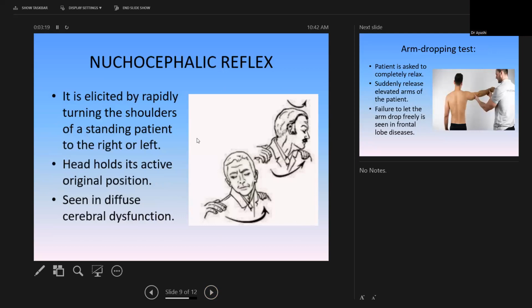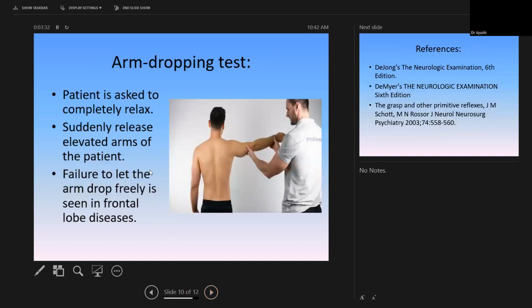The nuchocephalic reflex. It is elicited by rapidly turning the shoulders of a standing patient to the left or right. The head holds its original position, which is seen in diffuse cerebral dysfunction. The arm dropping test. The patient is asked to completely relax, and the examiner suddenly releases the elevated arms of the patient. Failure to let the arm drop freely is seen in frontal lobe diseases.